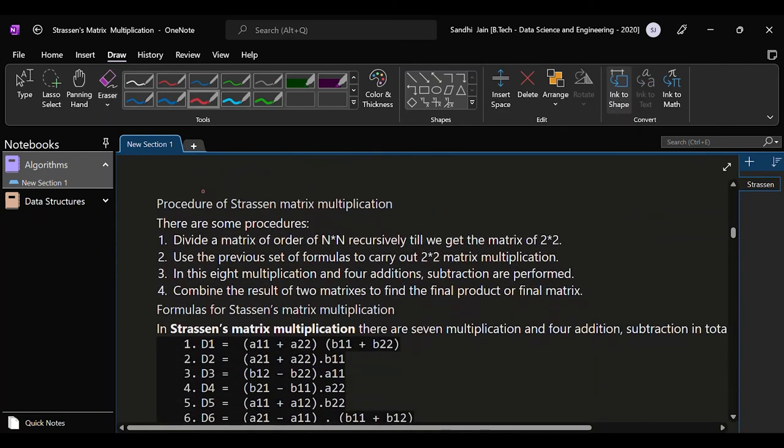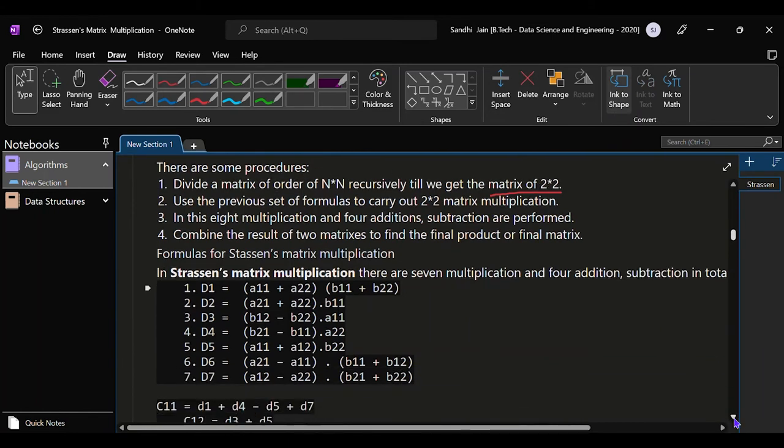In Strassen's multiplication we just discussed that there are matrices of order 2 cross 2; we take them as 2 cross 2. Now the computations we do in this, I'm sorry, not Strassen, the ones done in the standard matrix multiplication are 8 multiplications, and 4 additions and 4 subtractions are there.